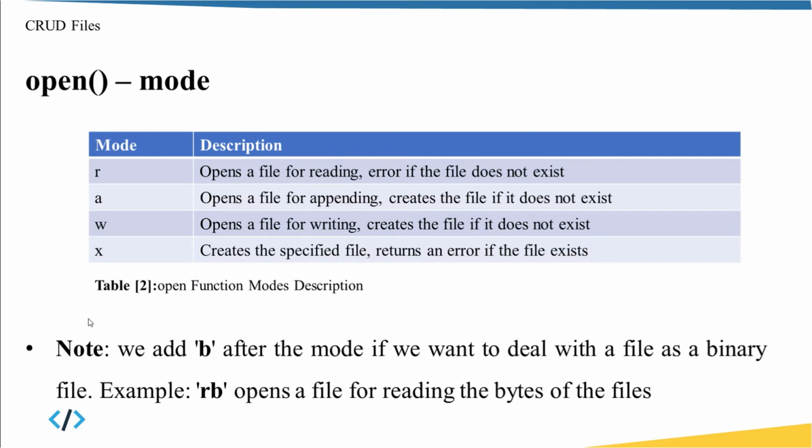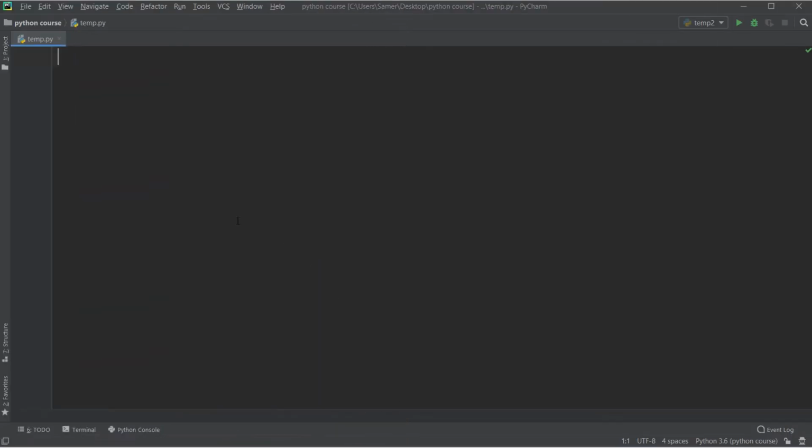Also, you have to know that we can add B after the mode. So if you want to deal with the file as a binary file, simply put B after each one of the modes. So for example, if I say RB, this means I want to open a file for reading the actual bytes of the file. In other words, the raw content inside the file. Now let's move to the PyCharm IDE to see some examples about how we can deal with files. The first example that I want to show you is about how we can create a file.